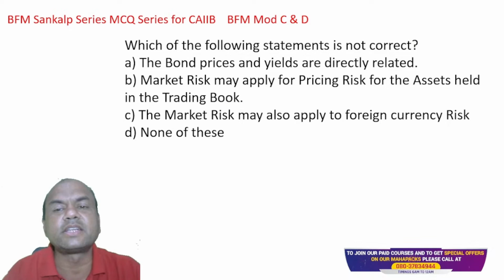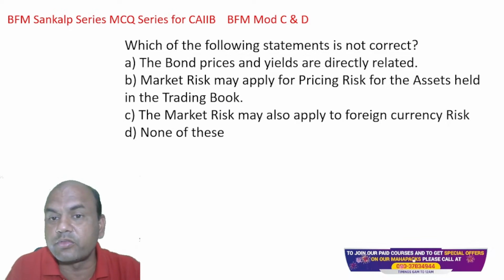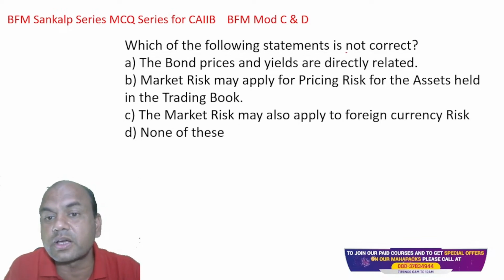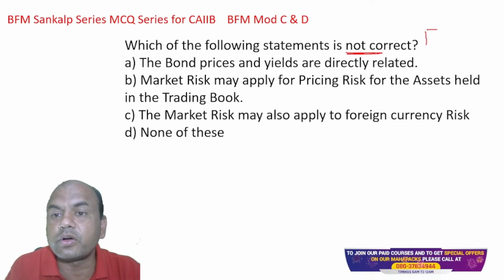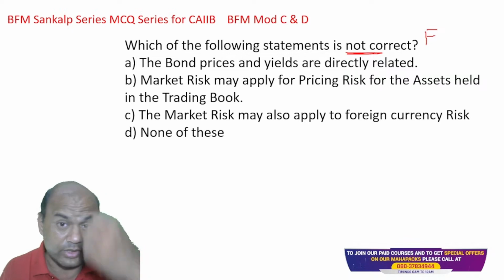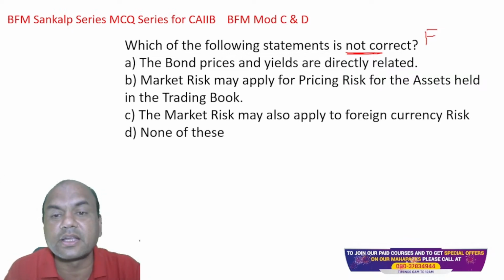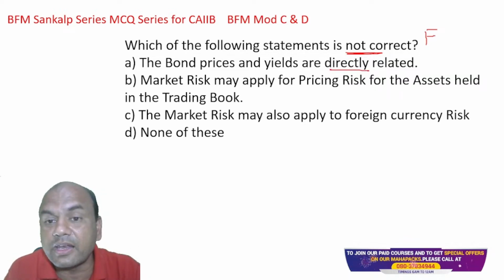Which of the following statements are not correct? Here, always focus on the question. Do they want correct or not correct, true or false, whatever. Okay. So here they want false. Now focus on false. The bond prices and the yields are directly related. Directly.